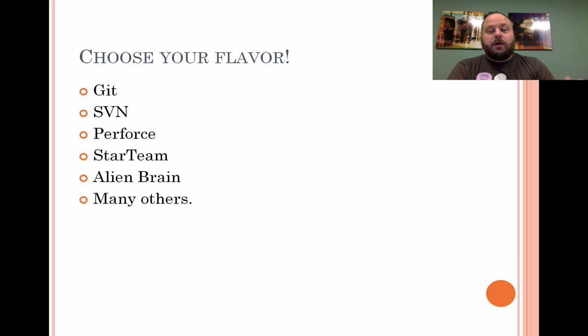So, there are many different versions of version control. Git being typically the most popular. SVN isn't too far behind that, followed by Perforce. Perforce actually is one of the more important ones that we're going to talk about. StarTeam is another one. AlienBrain is actually my first one that I ever used. It's still used throughout the industry a little bit. Not as much as it used to, but it's still there. There are others as well. Many out there.